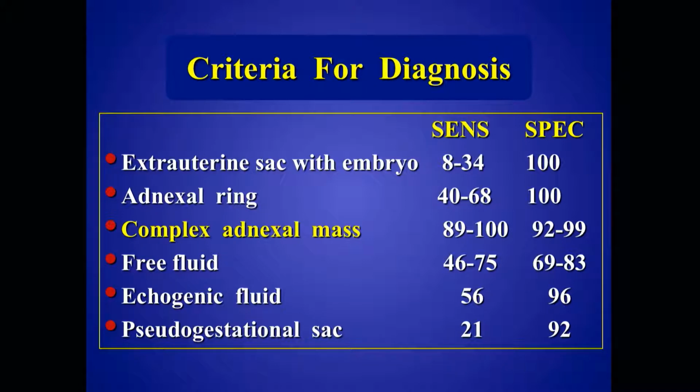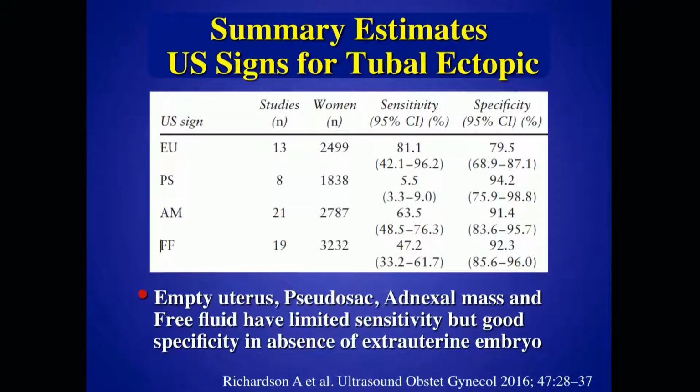If you look at an analysis of the different criteria, you see that a complex adnexal mass, whether it's ring-shaped or solid, is really the most common thing that you see. It's fairly sensitive. Obviously, if you see a live extrauterine embryo or an adnexal ring, that's very specific for an ectopic pregnancy. There was a study that was done last year looking at the different ultrasound signs for a tubal ectopic, and you can see that according to the analysis, an empty uterus, a pseudogestational sac, and an adnexal mass with free fluid have limited sensitivity but very good specificity in the absence of an extrauterine pregnancy.